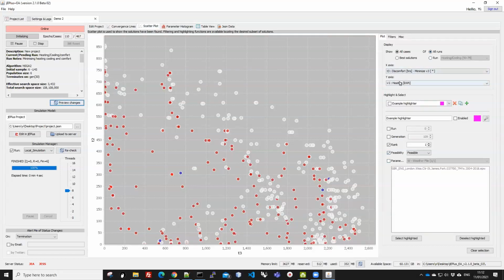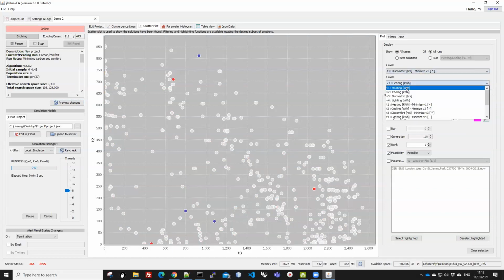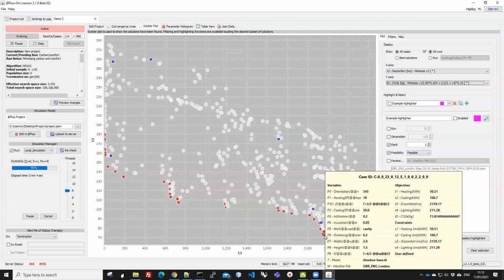We show discomfort and go carbon. So T5 is carbon emission. Now again we have a new trade-off line. This is not very neat, but in any case, it's still the trade-off line between carbon emission and discomfort. So this gets us back to our comfort footing, let's say.